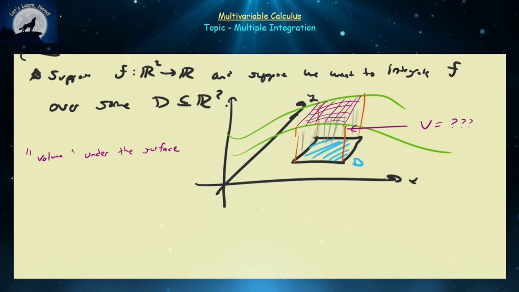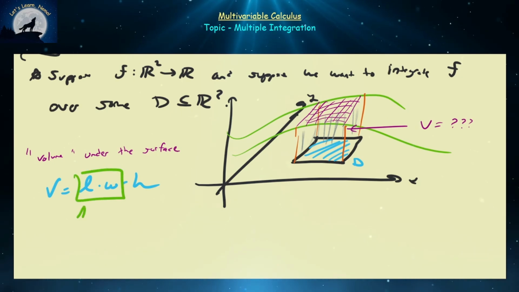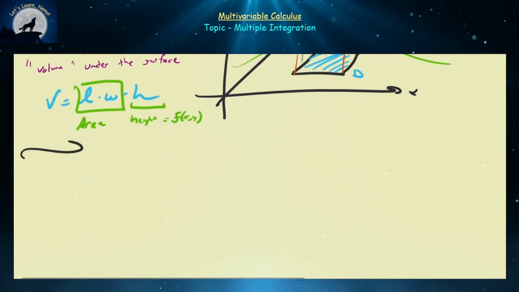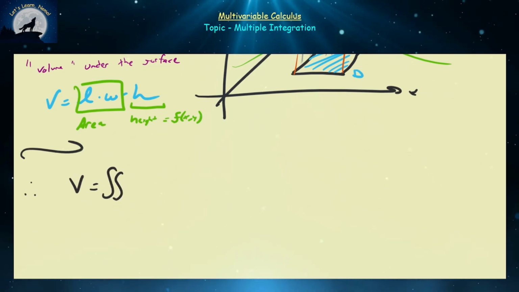And how do you find the volume of a rectangular prism in 3 dimensions? Well, volume is going to be equal to length times width, and now times height. This L times W represents the area that we were finding before. And now we have our H, which corresponds to height, and this is going to be generated from our function f(x,y). So in terms of notation, V is going to be equal to the double integral, since we're going over a two-dimensional domain, over D of f(x,y) dA.